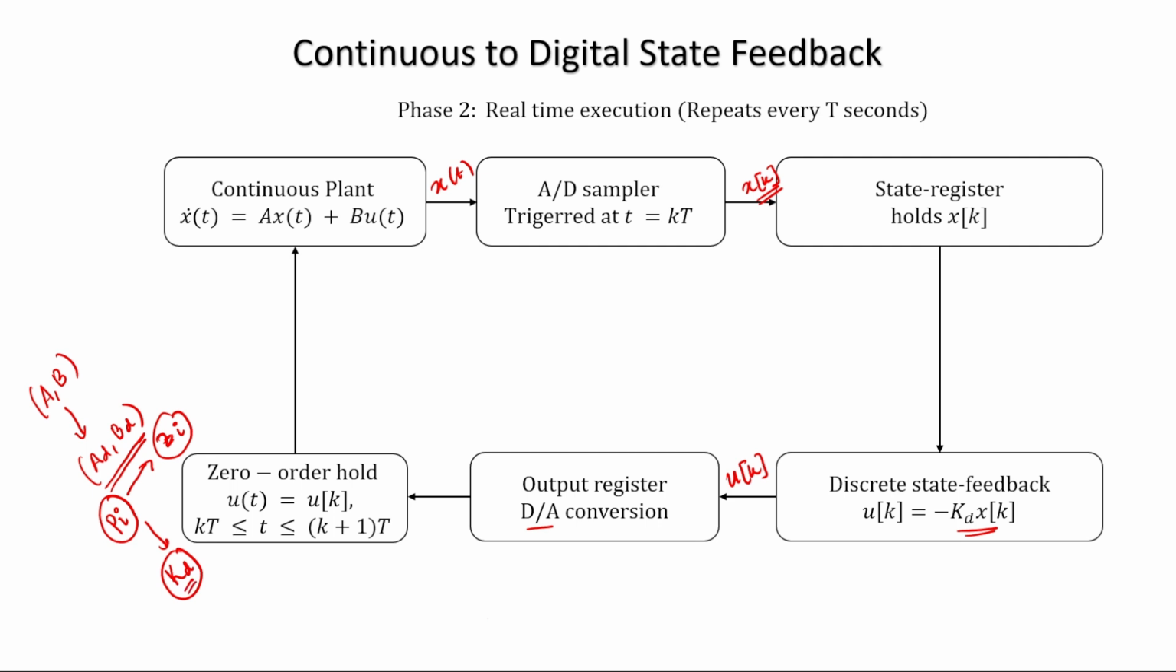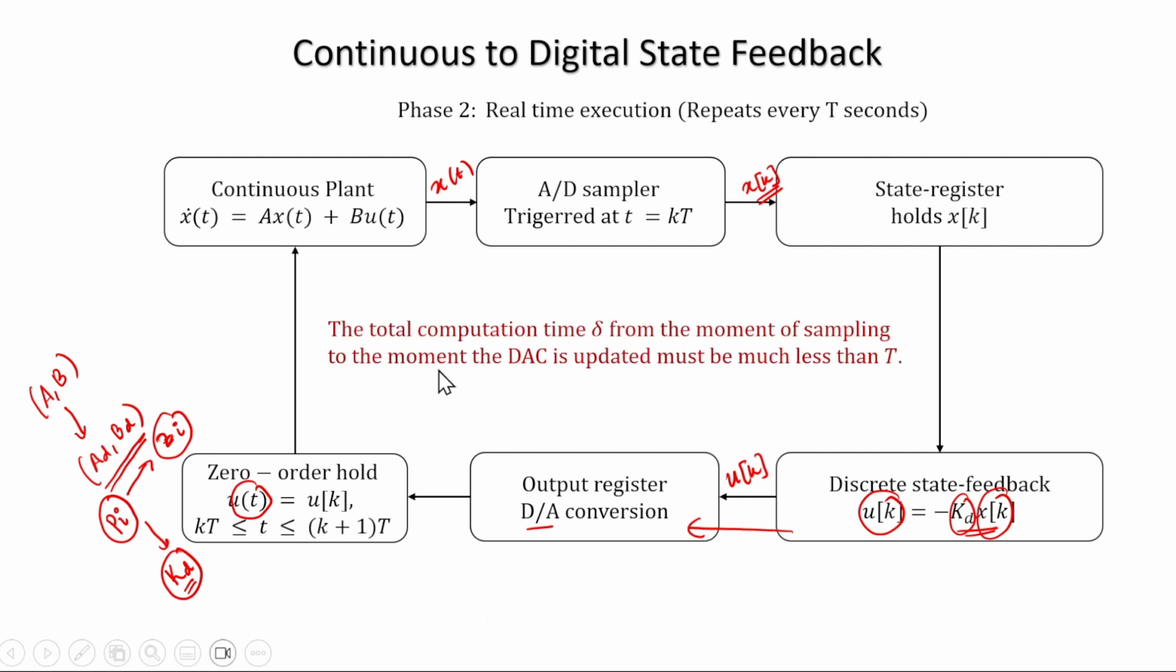You can go ahead and find out KD, and once you have found out KD, then it is a straightforward thing, because after that it is just multiplying KD with the samples of xk to get the uk. So this uk will then be passed through a digital to analog converter to get ut, which is a continuous signal now, and that will be fed into the system.